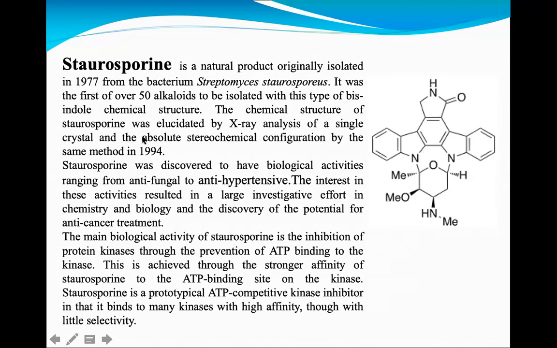The chemical structure of staurosporine was elucidated by X-ray analysis because it is very complex. So X-ray is also used to elucidate the chemical structure of chemical compounds, secondary metabolites. You know, X-ray has been used to understand the double helical structure of DNA, and it was one of the greatest molecular works, which finally deduced the DNA double helical structure, helped by X-ray analysis.